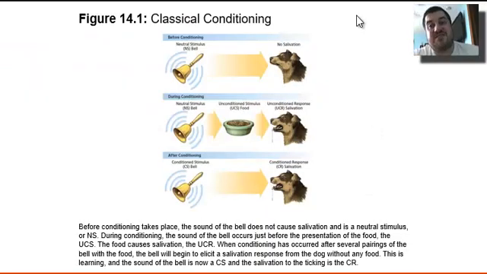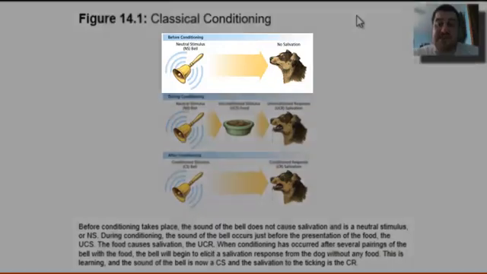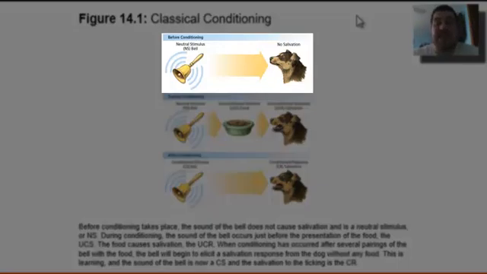Let's apply this to the famous dog salivation experiment. Basically, the NS, and if you want to screenshot this, I recommend it, the NS in this situation is the bell. Before conditioning takes place, conditioning means learning, means pairing things together, the bell causes no salivation from the dog. He wonders, why are you ringing a bell in my face?